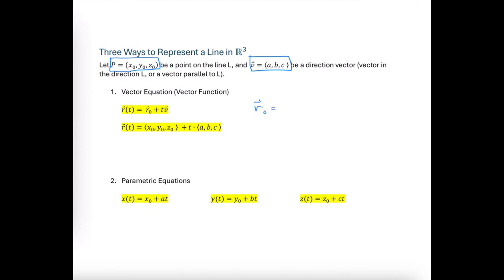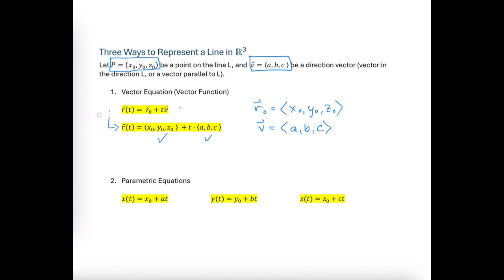My initial position vector would be x naught, y naught, z naught, essentially a vector pointing to that point on the line. And then take our direction vector, which again is ABC, and add these two vectors together, essentially the position vector added to a scalar multiple of that direction vector. Then we can use this shorthand notation here. We can also turn the initial position vector into ordered triple pointy bracket notation and the direction vector, but these two are essentially the same thing.